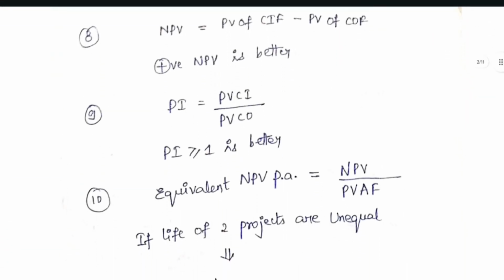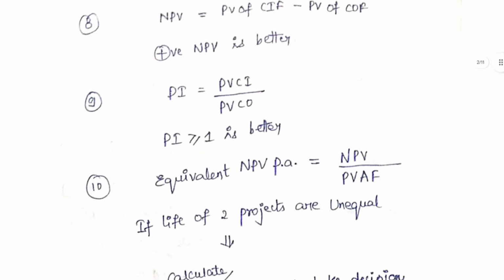Next, NPV. NPV equals present value of cash inflows minus present value of cash outflows. Positive NPV is better. Profitability index equals present value of cash inflows divided by present value of cash outflows. If the profitability index is greater than or equal to 1, it is better.